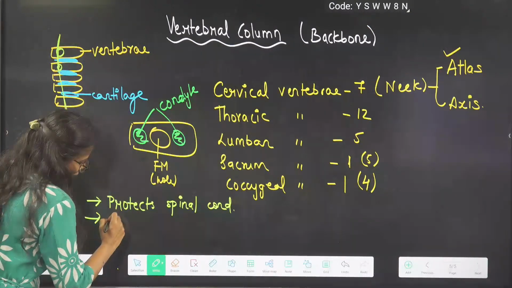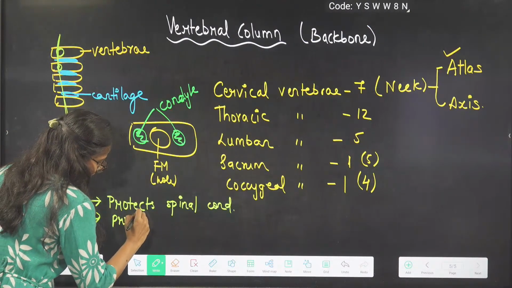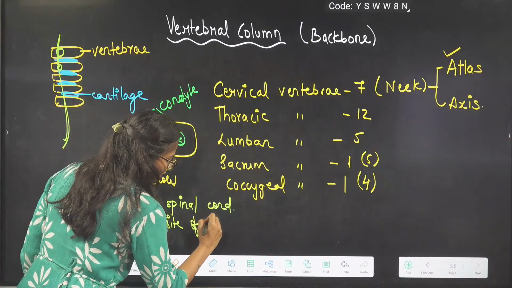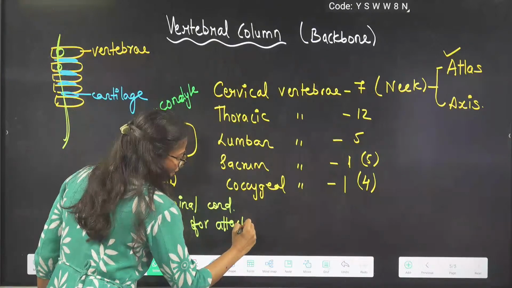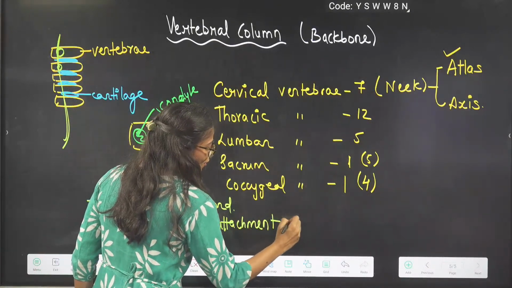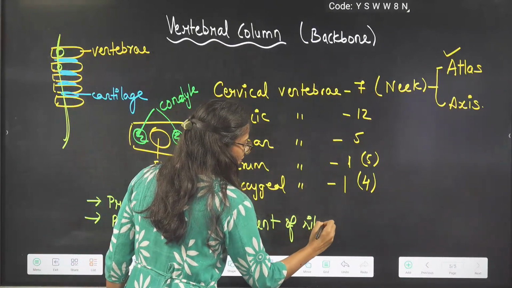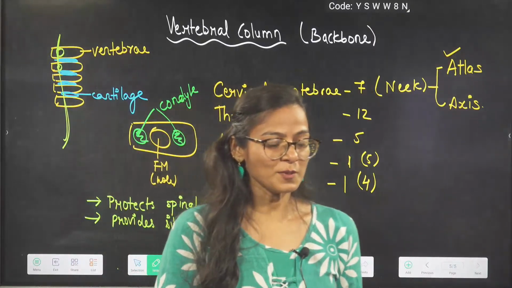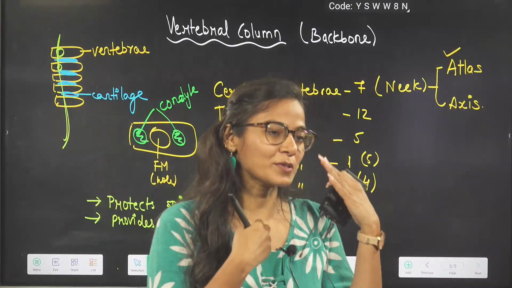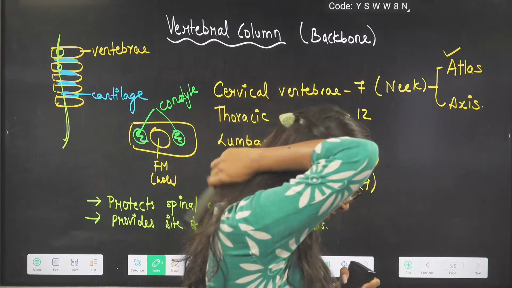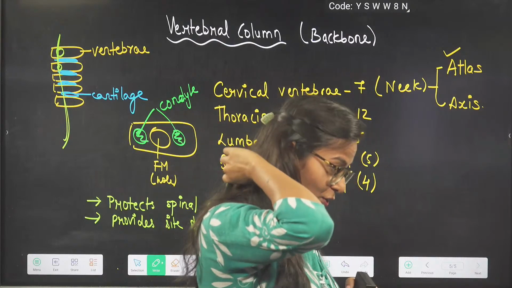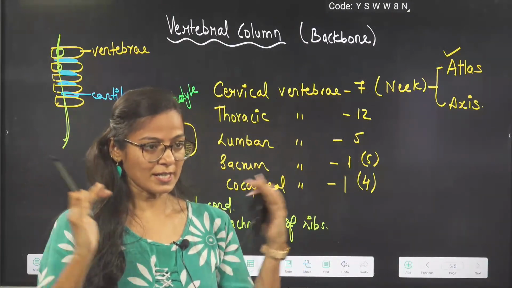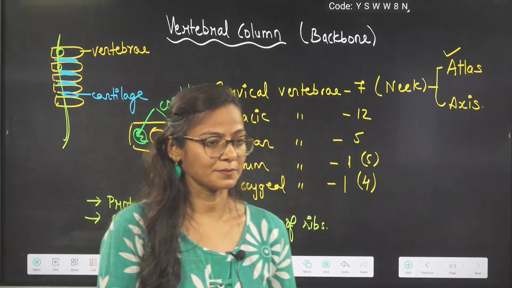Plus it also provides a site for attachment of ribs. So with this we come to ribs. Do you all know the rib cage? In front, the ribs are associated with the sternum. But what about the dorsal portion? In the dorsal portion, the vertebral column is there in between, and it is providing an attachment site for the ribs.